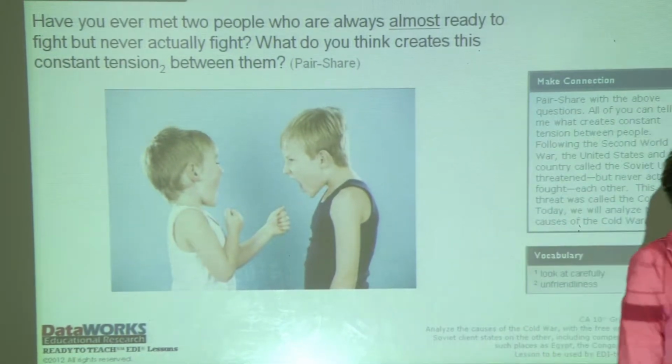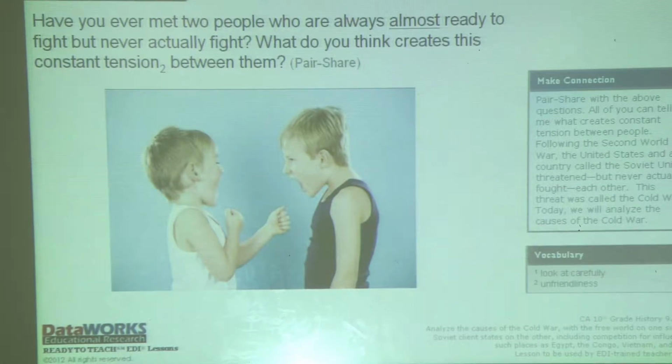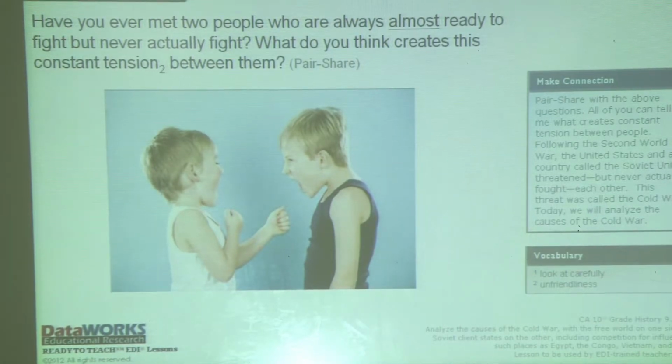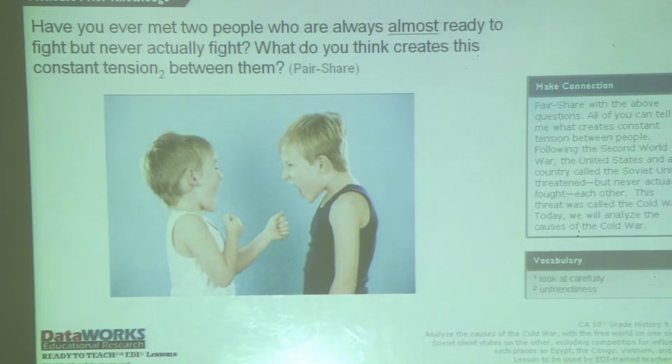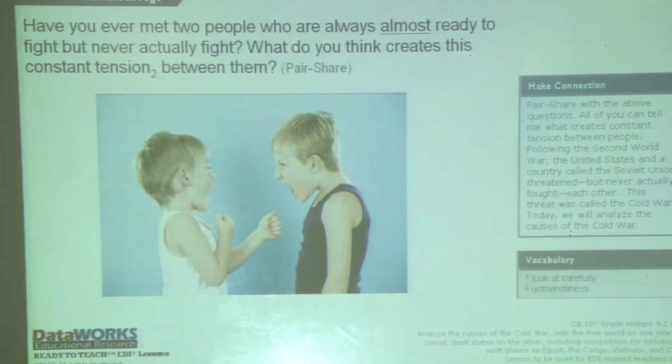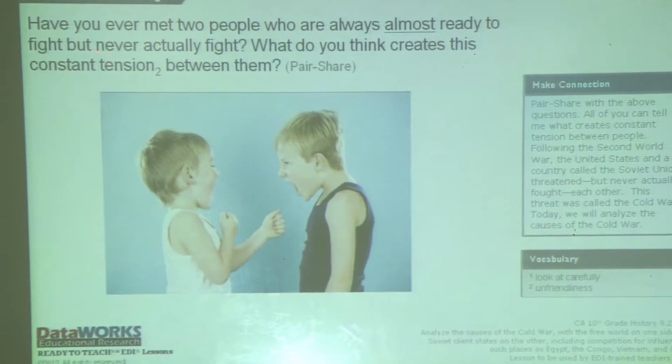And what tension means is a lot of unfriendliness. We're not friends with each other. We have a lot of tension. That means that we're unfriendly with each other. So let's take a look at what's happening here. Let's read it, please. 1, 2, 3.